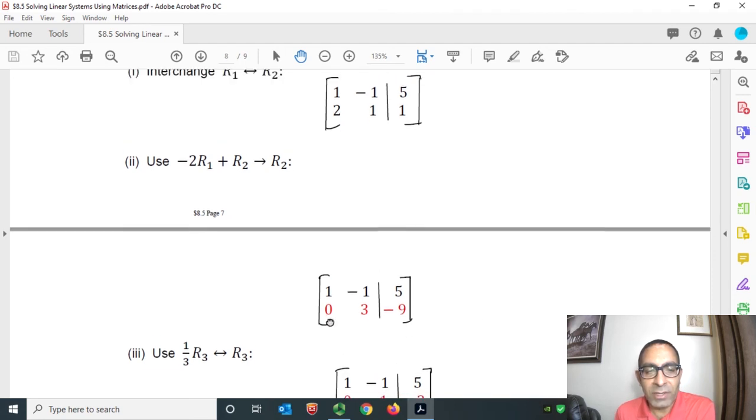So how do I get 0 here? We multiply row 1 by -2, so -2 times 1 is -2, and add row 2. So -2 plus 2 is 0. Here 3. Let me check. -1 times -2 is +2, and then add 1, 3. Here is -9. Let's check this one. 5 multiplied by -2 is -10, add 1, -9. I hope it makes sense to you all.